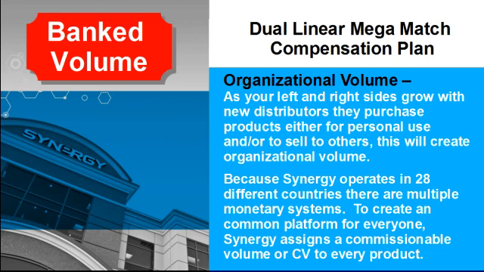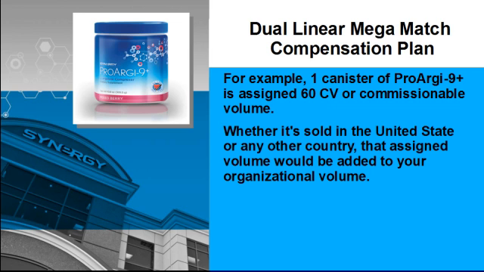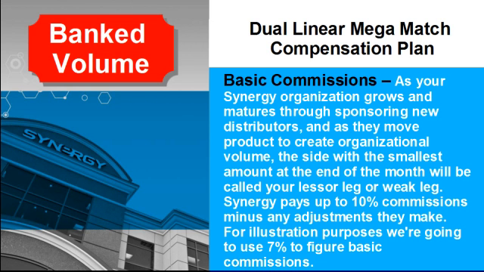Because Synergy operates in 28 different countries, there are multiple monetary systems. To create a common platform for everyone, Synergy assigns a commissionable volume, or CV, to every product. For example, one canister of ProArginine Plus is assigned 60 CV, or commissionable volume. Whether it's sold in the United States or any other country, that assigned volume would be added to your organizational volume. Depending upon where that distributor is in your organization, that volume would show up on either your left side or your right side.